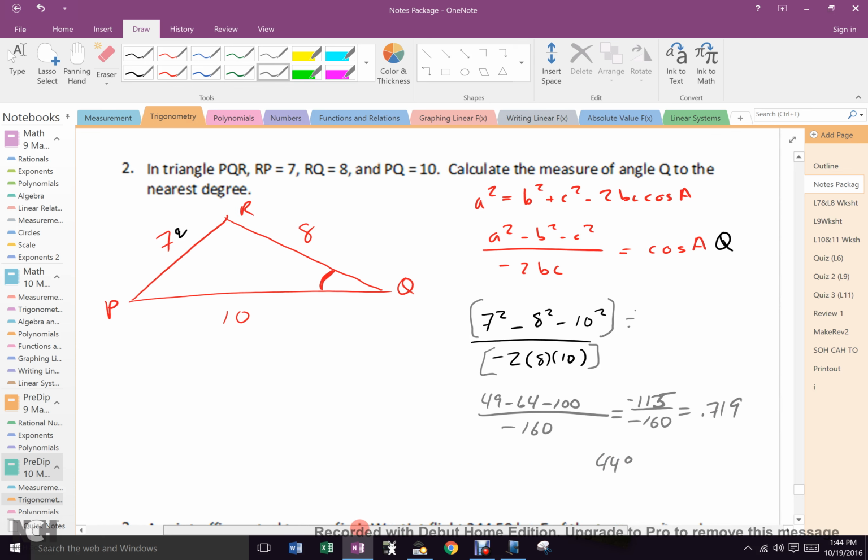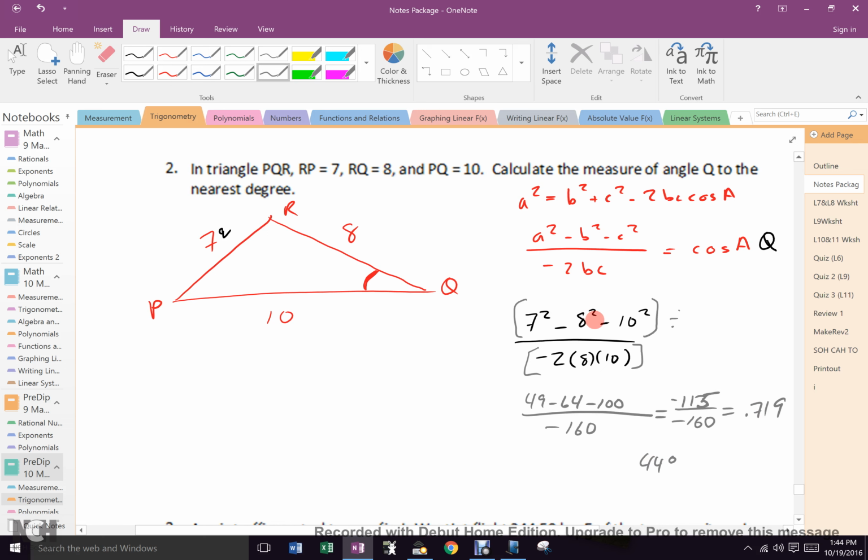Now, just for fun, I can show you how to get that all into your calculator at one go if you want. You were able to do it at one go? Nice. To do that in one go, you're going to push shift or second, whatever your shift cos button is. Shift, cos, bracket, 7 squared minus 8 squared minus 10 squared, close brackets, divided by bracket, negative 2 times 8 times 10, close brackets, equals. And you will get 44. Unless you have a backwards calculator, then what do you got to do? All this first, then shift cos.